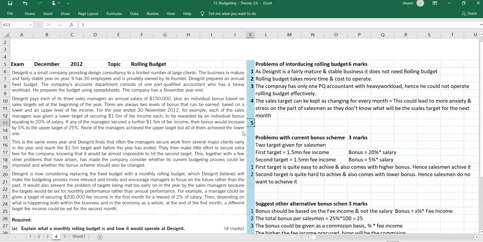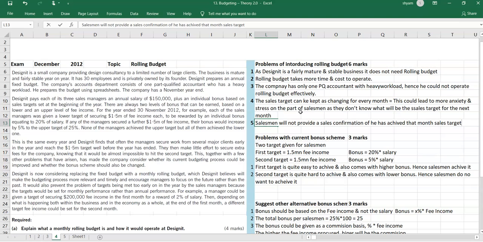Okay, what could be the sixth point? The sixth point could be salesman will not provide a sales confirmation if he has achieved that month's sales target.